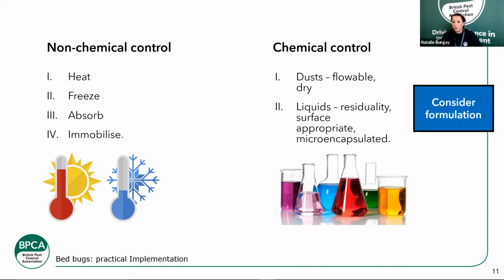All of the others are direct contact: heat, freeze and immobilize. You need direct contact, so you've been able to see them, not residual. And then chemical control. Again, I mentioned formulations, the dust has its benefits. Diatomaceous earth can be in dust, as well as some bendicarbs and other dusts, or active ingredients. And it's flowable and it's dry.